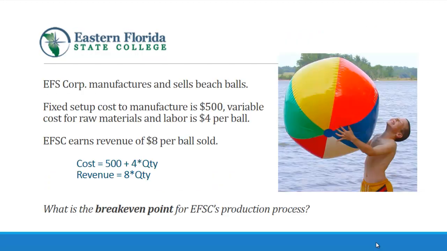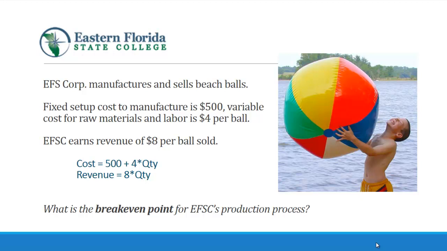A company called EFS Corporation manufactures and sells beach balls. The fixed setup cost to manufacture these balls is $500, with a variable cost for raw materials and labor at $4 per ball. EFS Corporation earns a revenue of $8 per ball sold. We can express these values mathematically with the cost function and revenue function.